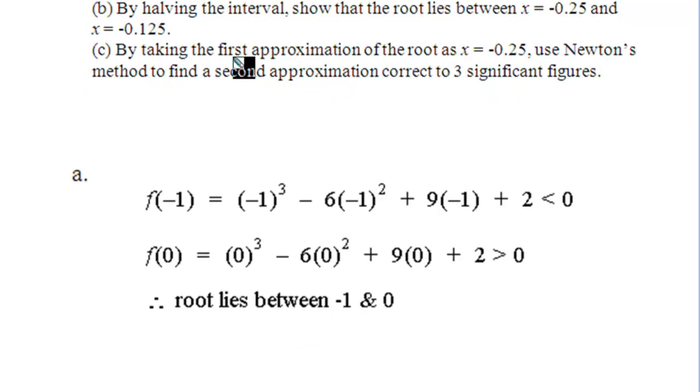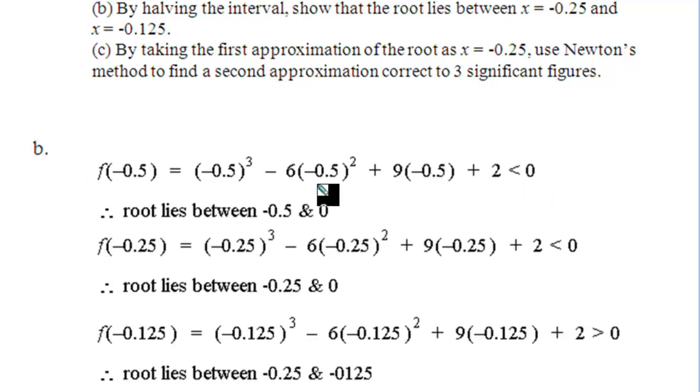Let's have a look at question 5 there. So we're going to compare two methods this time. We've got the function. We show that we've got a root between -1 and 0. That's pretty cool. And then we want to halve the interval to show the root lies between -0.25 and 0.125.